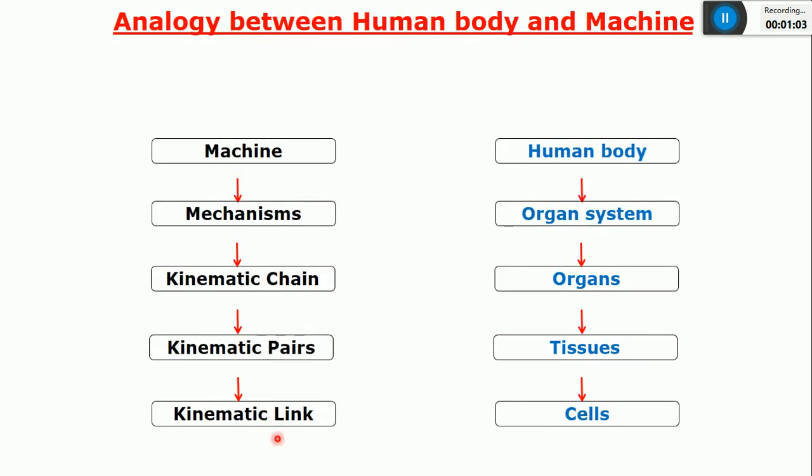We have completed this part: kinematic link and its types, kinematic pairs and its types, then what is a kinematic chain and what are the different types of kinematic chain, that is a 4-bar chain, single slider crank chain and double slider crank chain. Then after that we discussed one more topic known as mechanism. When you fix any one link of a kinematic chain, it will become a mechanism.